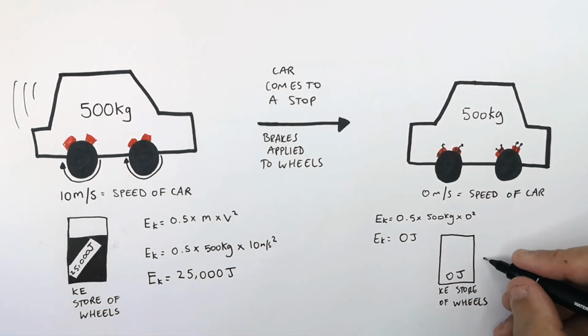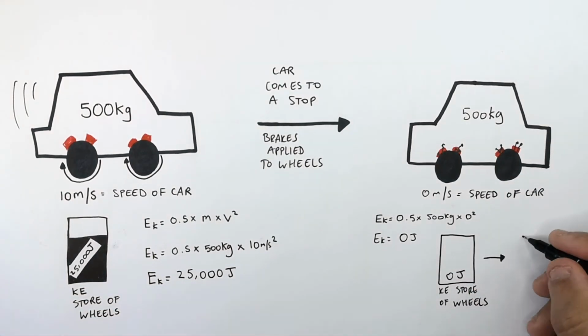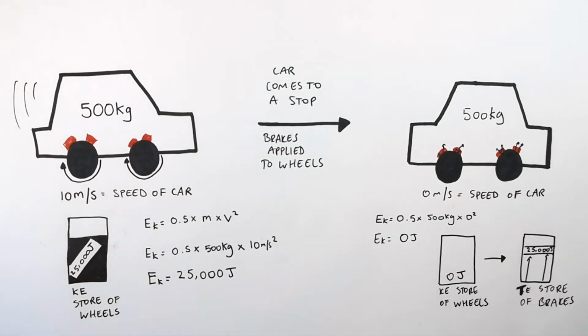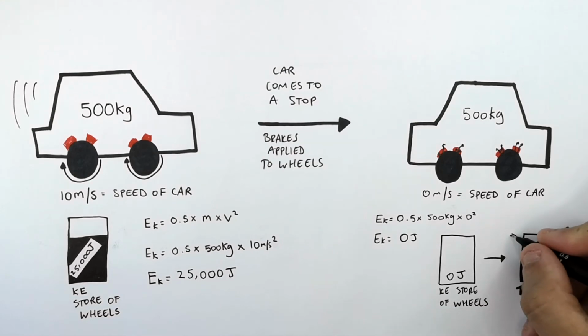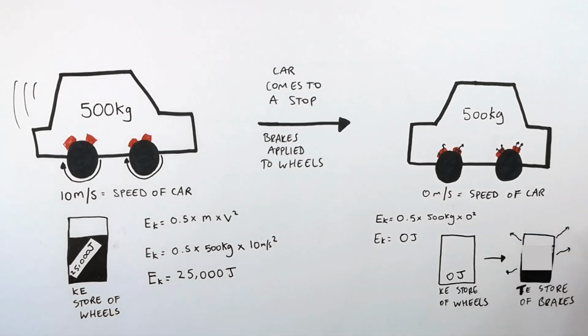This 25,000 joules was transferred to the thermal energy store of the brakes and the surroundings. So not all of the kinetic energy is going to be transferred to the thermal energy store of the brakes. Much of it is going to be dissipated to the surroundings.